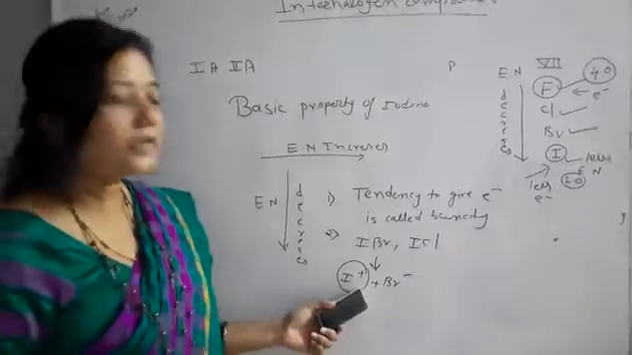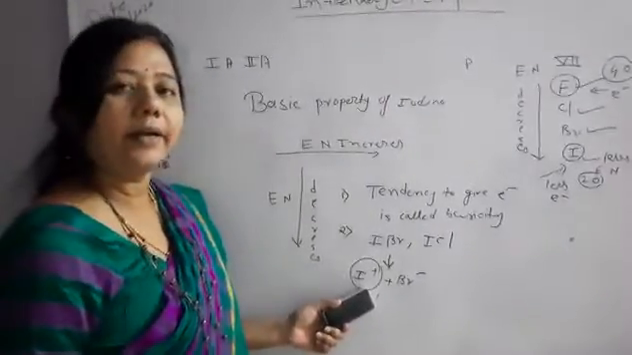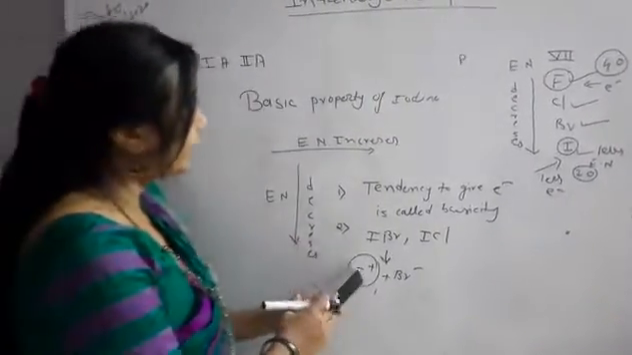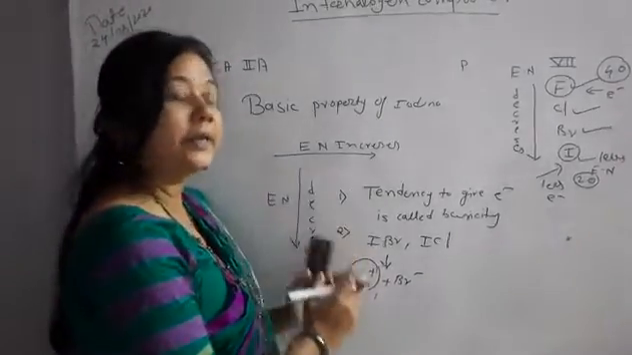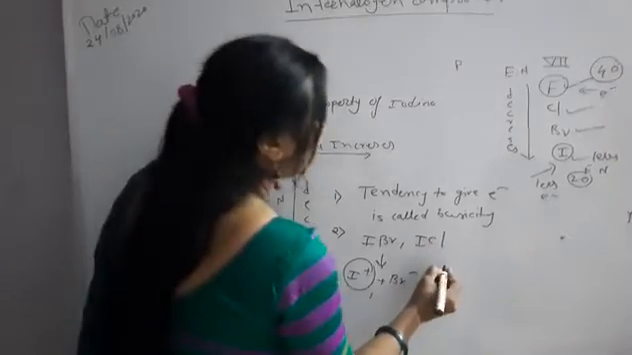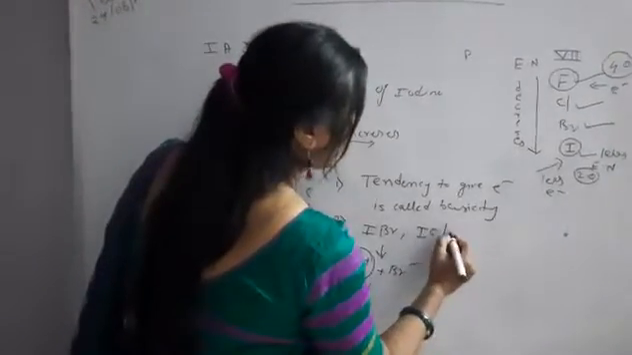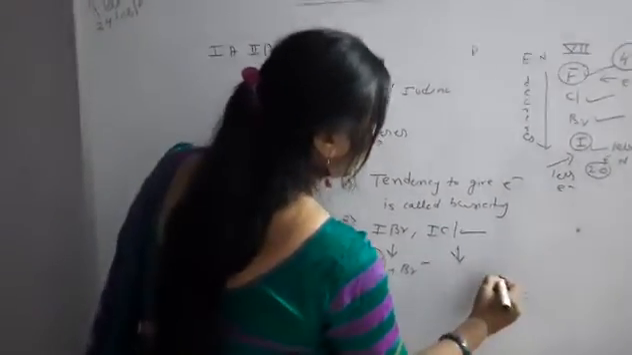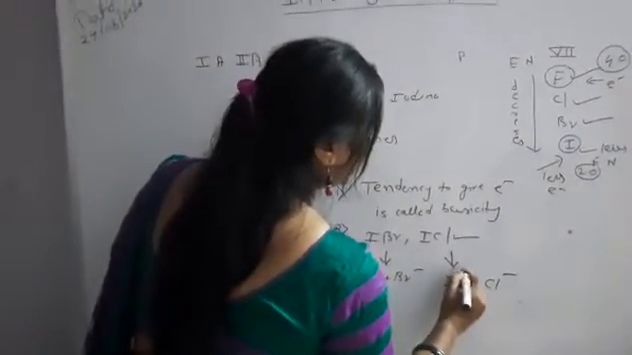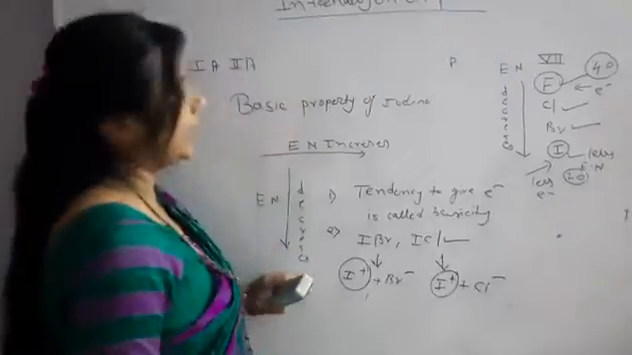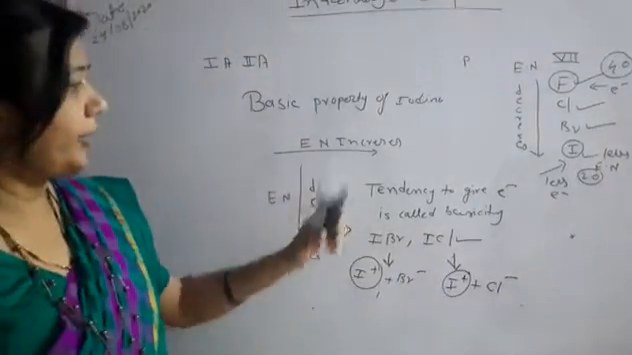It is electropositive, because positive charge develops because it gives the electron. So iodine is basic in nature because it has a tendency to give the electron. Similarly, in the case of ICl, chlorine is more electronegative. So we get Cl minus and I plus, which again explains the basic nature of iodine.